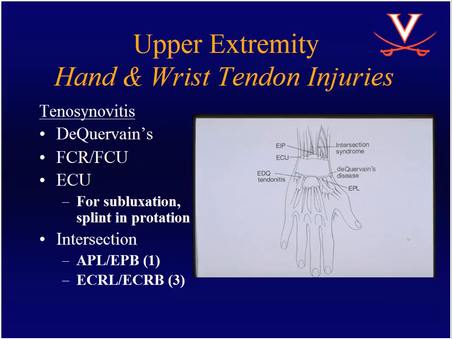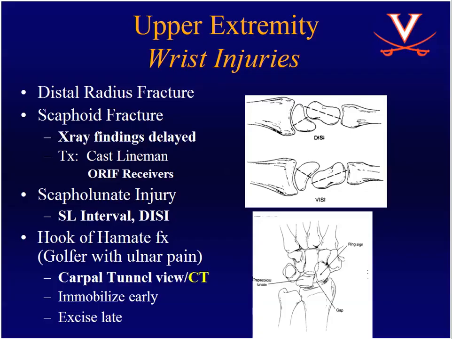How about wrist and hand injuries? Most of these are overuse injuries, and so you simply treat these with conservative management, splinting, etc. Certainly not going to go into this, except to mention that for scaphoid fractures, you need a high index of suspicion to get films at a week to 10 days after the injury. DRUJ, hopefully, has been covered by your hand doctors. And the one thing that we have in sports is the hook of the hamate fracture, which occurs in golfers. They miss the ball, hit the ground, hook of hamate fracture.